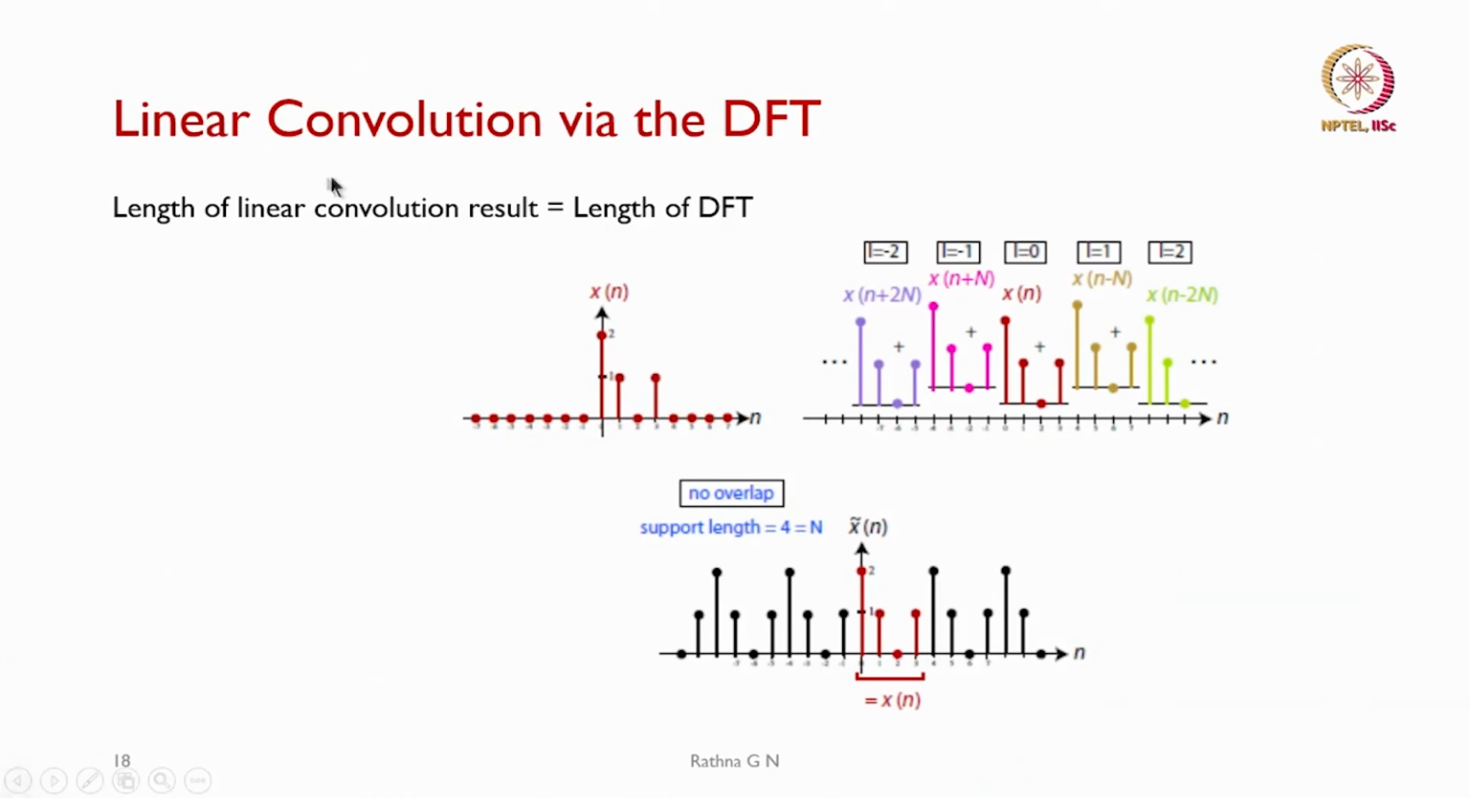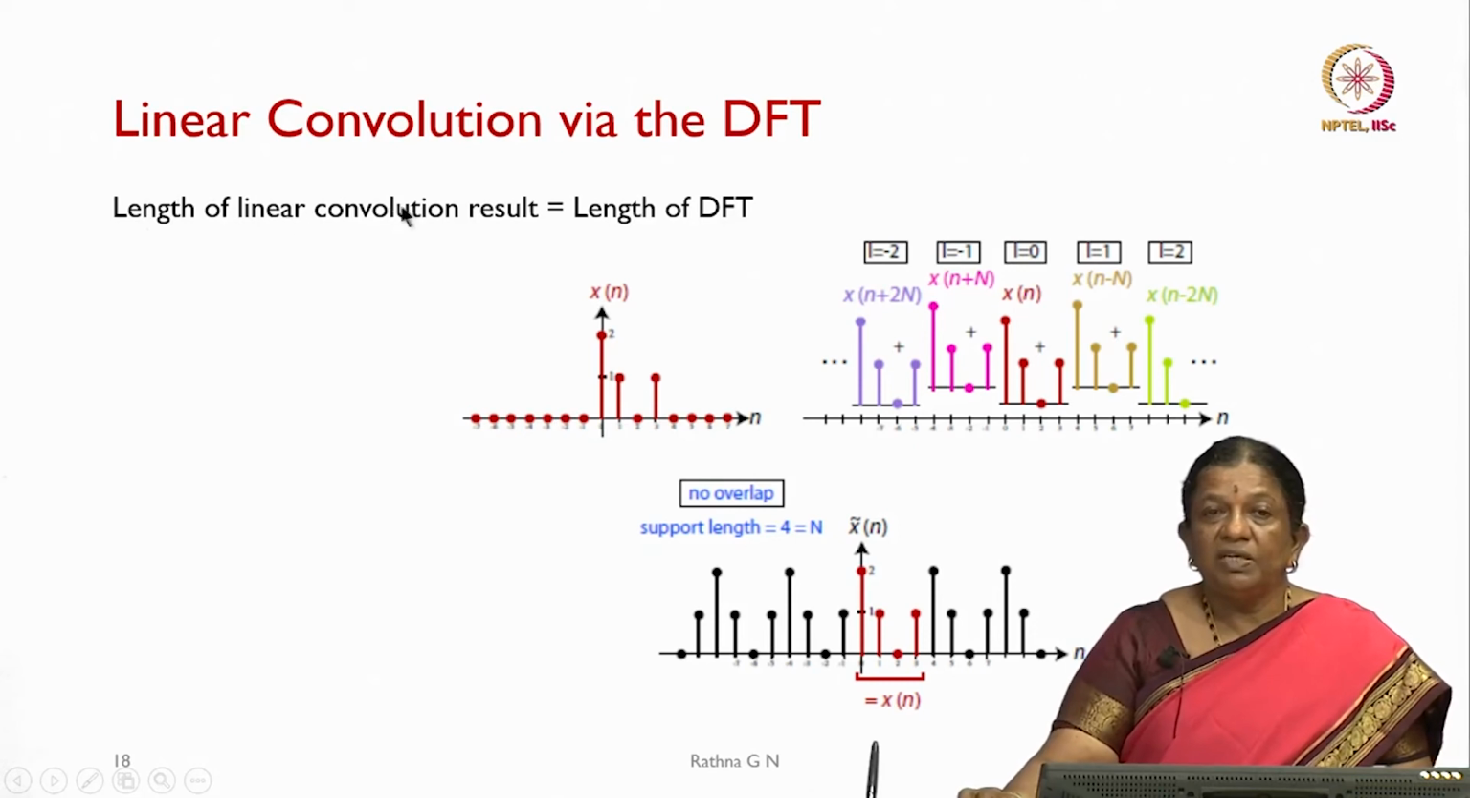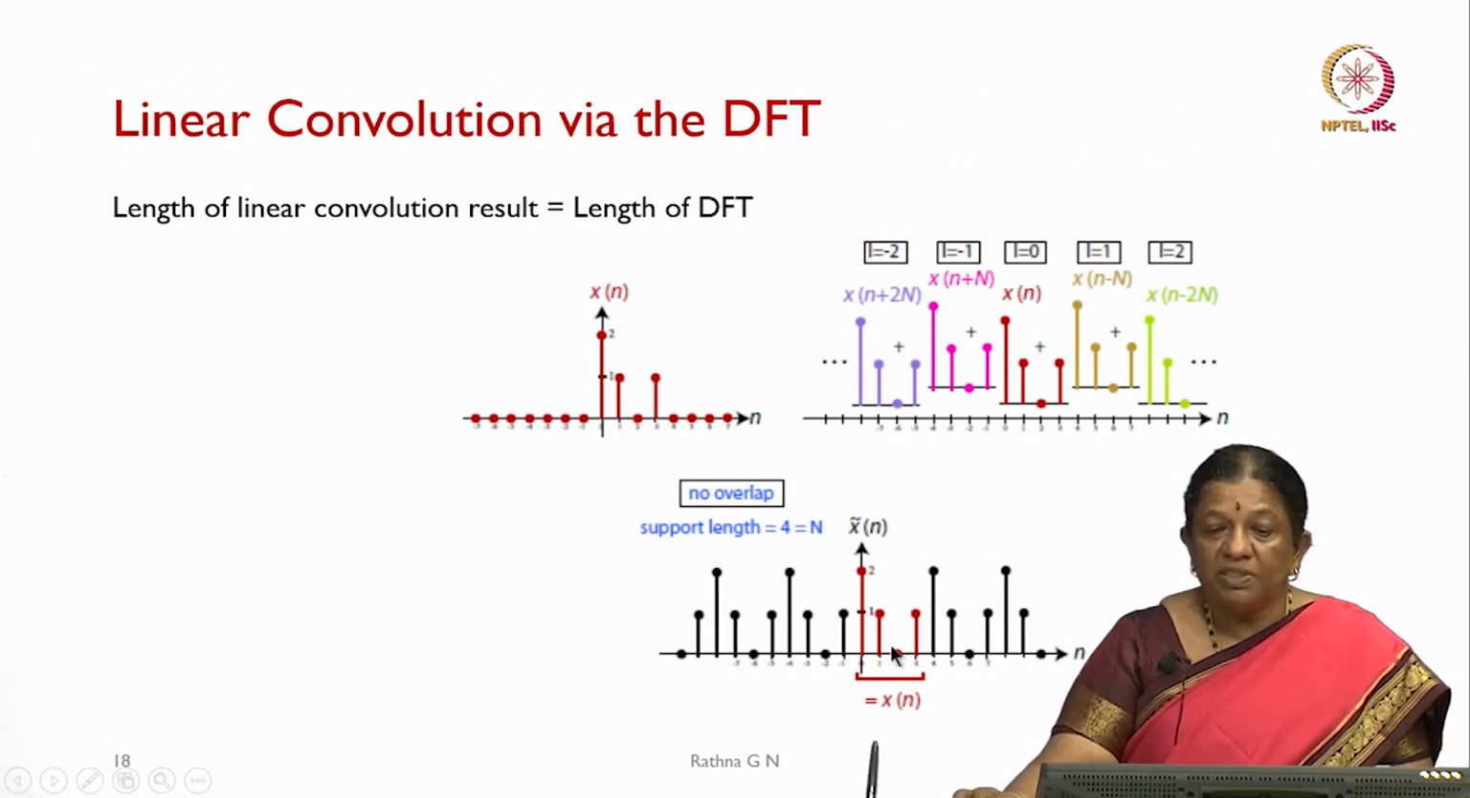Now we will see how to do this linear convolution via the DFT. The length of the linear convolution result equals the length of the DFT we are going to get. These are our 4 samples. We repeat the same 4 samples on both the left and right sides, assuming there is no overlap and that the support length N is equal to 4. Here x[n] has length 4, and then we have the repetition in x tilde[n].